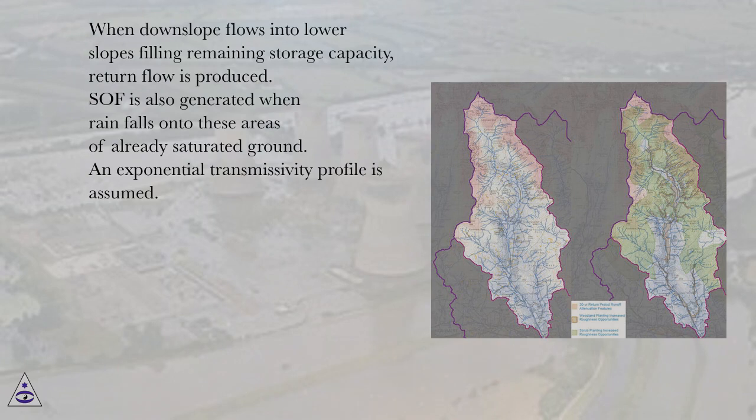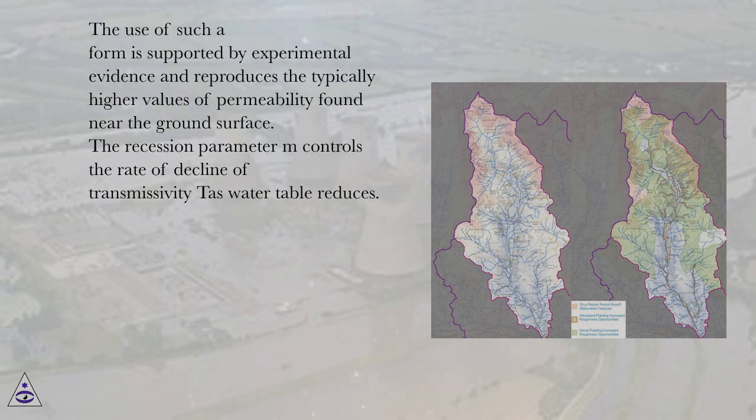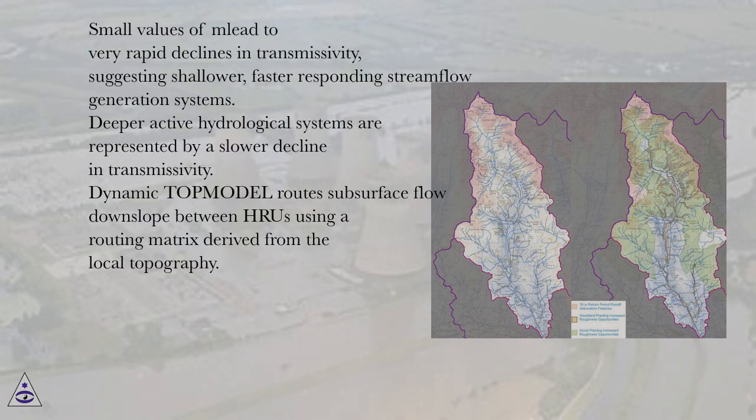An exponential transmissivity profile is assumed. The use of such a form is supported by experimental evidence and reproduces the typically higher values of permeability found near the ground surface. The recession parameter M controls the rate of decline of transmissivity as the water table reduces. Small values of M lead to very rapid declines in transmissivity, suggesting shallower, faster responding streamflow generation systems. Deeper active hydrological systems are represented by a slower decline in transmissivity.